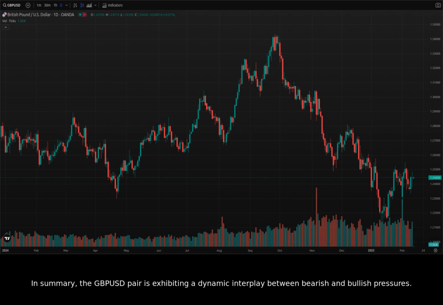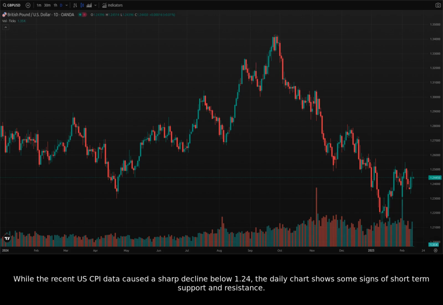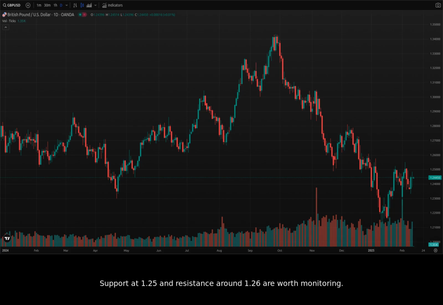In summary, the GBPUSD pair is exhibiting a dynamic interplay between bearish and bullish pressures. While the recent US CPI data caused a sharp decline below 1.24, the daily chart shows some signs of short-term support and resistance. Support at 1.25 and resistance around 1.26 are worth monitoring. The 1-hour chart provides further insight into intraday fluctuations. The 15-minute chart is vital for identifying precise short-term trading levels.